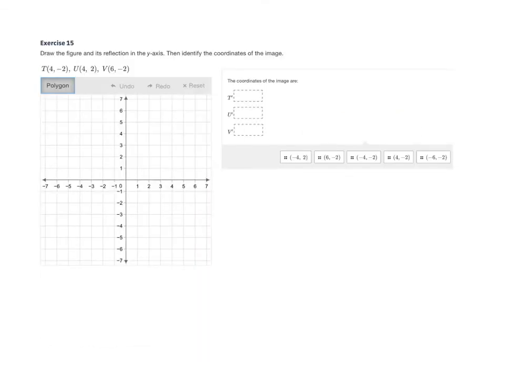So first thing I'm going to do is plot these points. I've got 4, 2, so that's over 4 down 2. 4, -2. Then I've got 4, +2. And then I've got 6, -2. So it looks like this is a right triangle. 4, -2 was T. 4, +2 was U. 6, -2 was V. Let's put these through the change to reflect it over the y-axis.